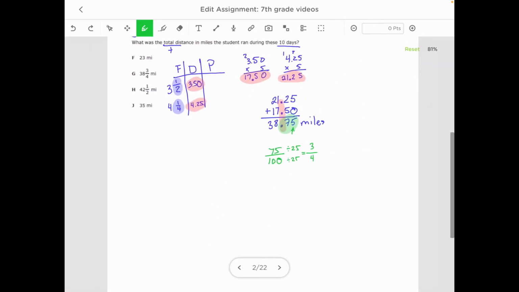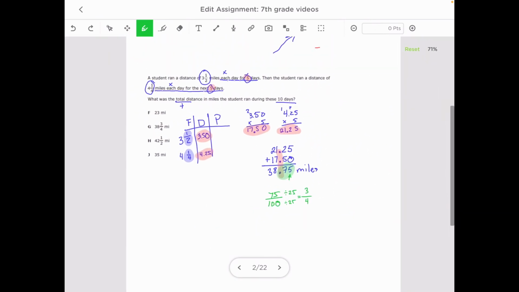So I know that the fraction that I'm looking for, or this answer right here, converted into a mixed number, would be 38 and 3/4. That's supposed to be a 4. Sorry. Now, I could have done all that and automatically said, oh, okay, my answer was G.